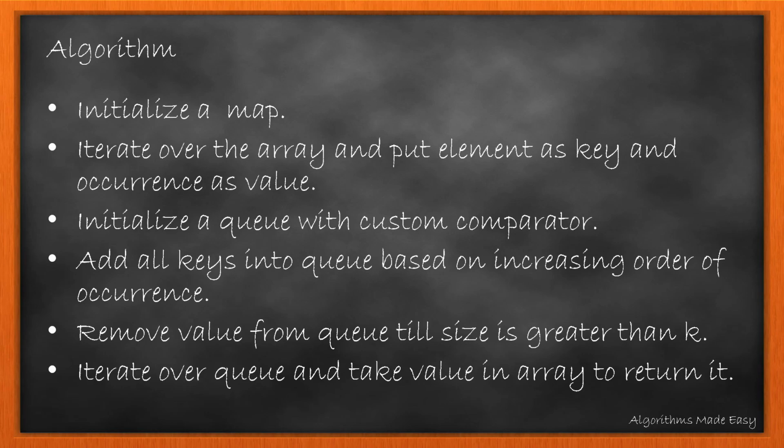The algorithm is a rewind of steps we did earlier. We will initialize a map and store the element as key and occurrence as value. Now we initialize a priority queue with a custom comparator. We store the value into the queue based on the increasing order of occurrence. We remove elements from the queue till its size is greater than k, and at the end we take the values from the queue into an array and return it.